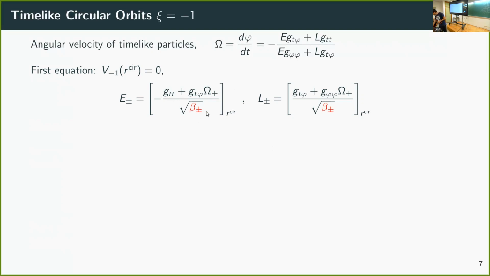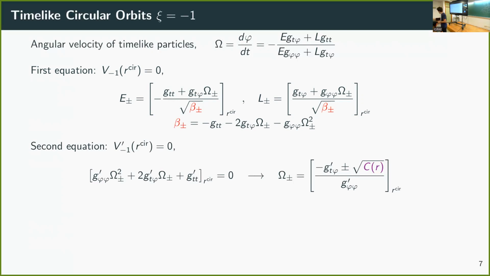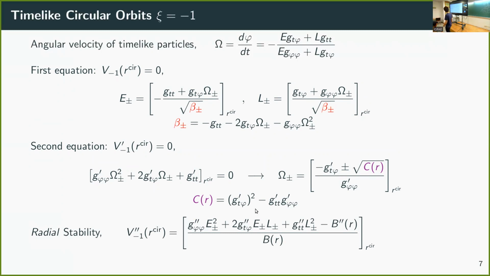We also have this beta function, equal to this, and it is highlighted in red because in the next slide it will be important. Then with the second equation, the first derivative of the potential, you can find an analytical expression for the angular velocity only written in terms of the metric functions, where the C function here is given by this expression. Then again, you can look into the radial stability: you solve that equation, and see if it is positive or negative, to see if it is stable or unstable.